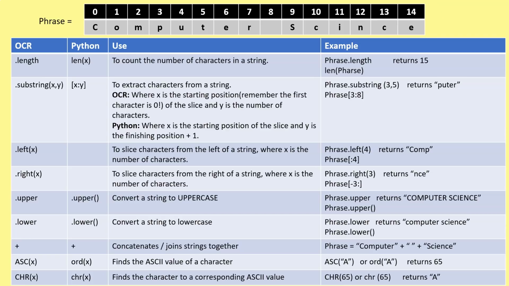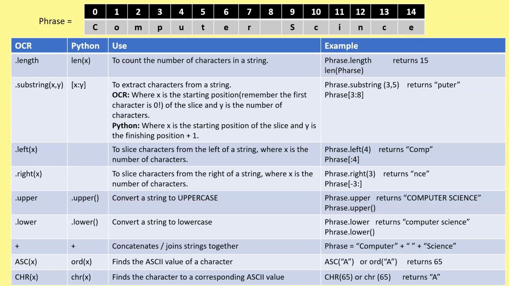Okay, this slide looks quite complicated because I've tried to pack in as much information as I can. If we start with a variable that I've called phrase that contains the string computer science, let's have a look at some of the different functions that we can call to manipulate this piece of text. So in the OCR reference language, we can use .length. In Python, we can use len to count the number of characters in a string. So phrase.length or len phrase will return the value 15 because there are 15 individual characters in that string, from 0 to 14, including the space, that is a character.